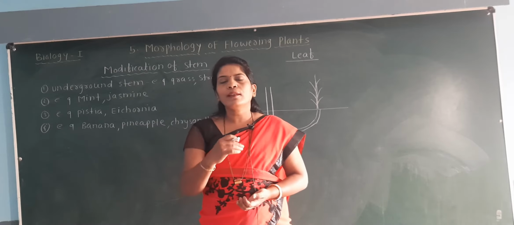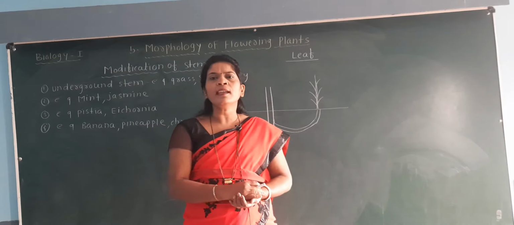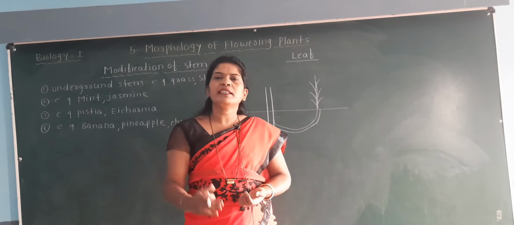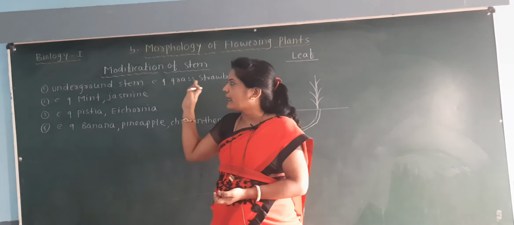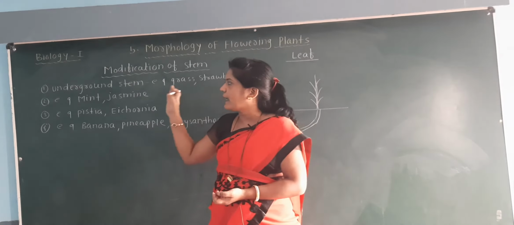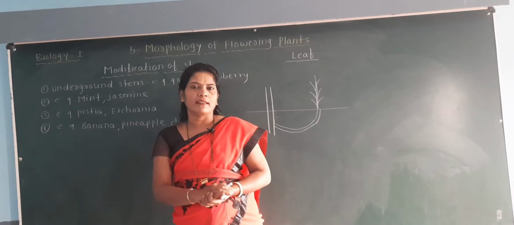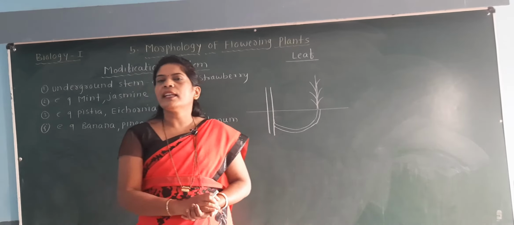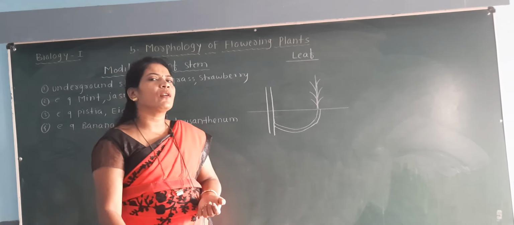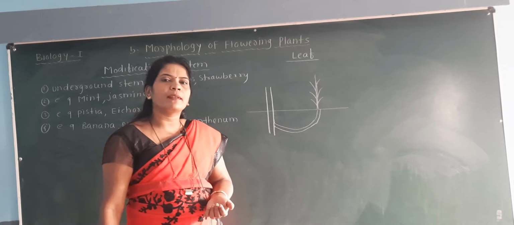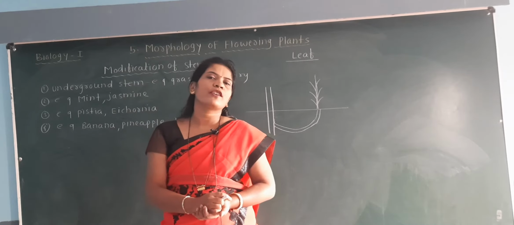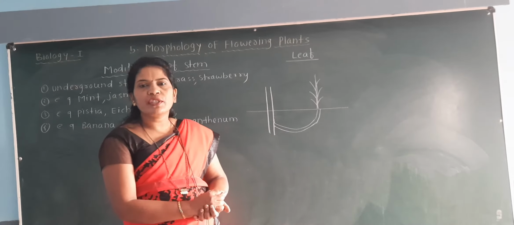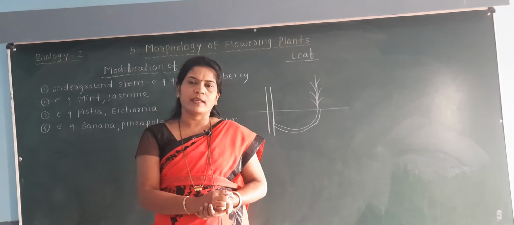मग पहा मुलांना तुम्हाला कन्फ्यूज असं होतं की NCERTमध्ये आपल्याला प्रत्येकाची थेअरी दिलेली आहे. अंडरग्राउंड स्टेम सांगितलेलं आहे, स्ट्रॉबेरी, ग्रासची थेअरी सांगितलेली आहे, मिंट जास्मिनची थेअरी सांगितलेली आहे, पिस्टिया इकॉर्नियाचे सेंटेन्स दिलेले आहेत, आणि बनाना पायनॅपल आणि क्रायसॅन्थेममचे सेंटेन्स दिलेले आहेत. पण तुम्हाला ती थेअरी लक्षात ठेवायची नाही आहे. There is no need to focus on that theory. You have to only remember that a question may be asked for the NEET exam that one of the following modifications of the stem is for vegetative reproduction or vegetative propagation.